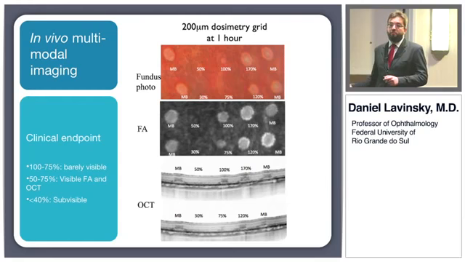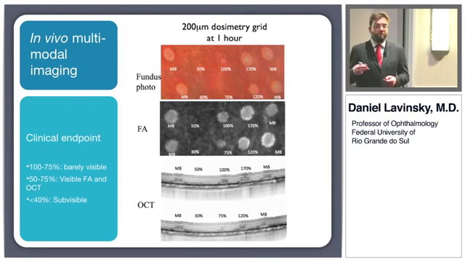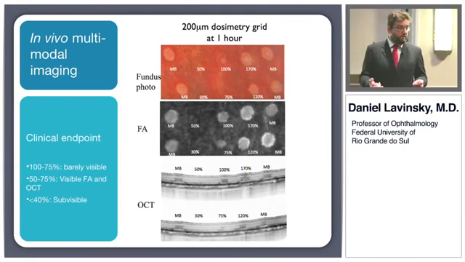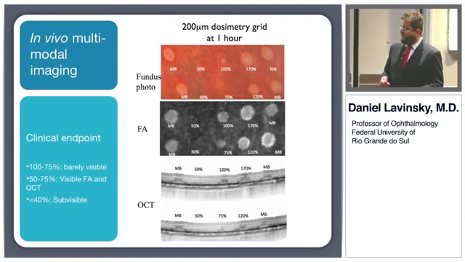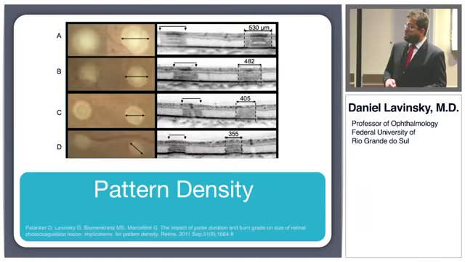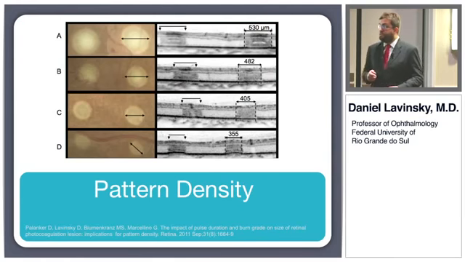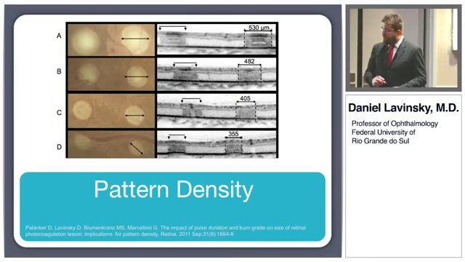So we don't know that if we go below that, we are doing anything other than biochemical stimulation of genes. So it's important to adjust the pattern density. That's a paper that we published with Daniel.